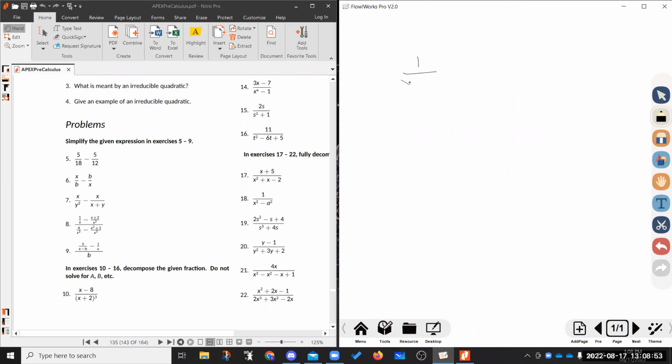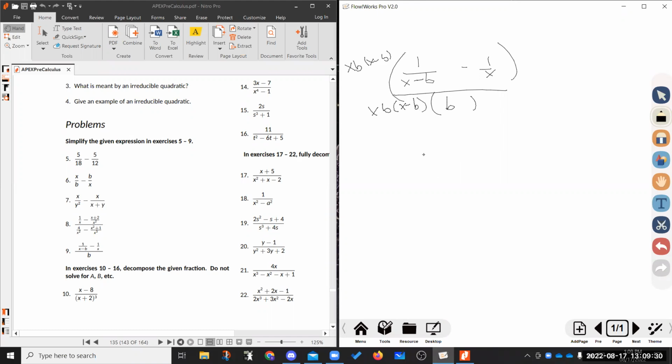Now I have 1 over x minus b, minus 1 over x over b. This is looking a whole lot like a difference quotient here, but not quite. It's very close to a difference quotient. So our LCD here is going to be xb times x minus b.